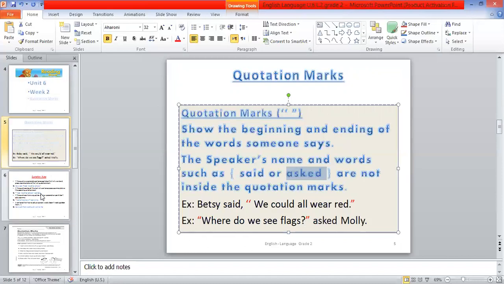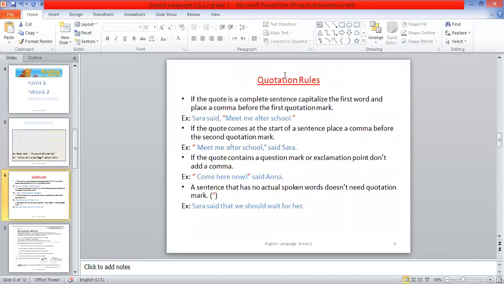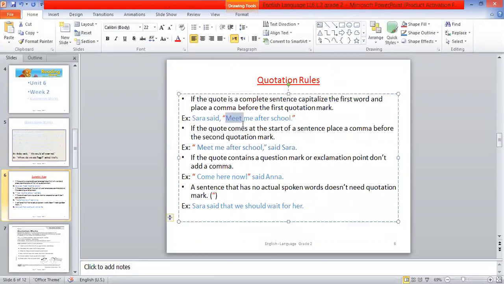Okay, I'm going to explain here. What about the quotation rules? If the quote is a complete sentence, capitalize the first word and place a comma before the first quotation mark. For example, Sarah said, notice here, we put a comma, "Meet me after school." So we begin here with the quotation mark, and we capitalize the first letter. Then we end the sentence with the other quotation mark. This is the open and the close for the sentence.